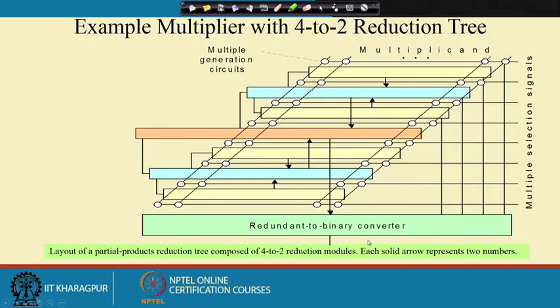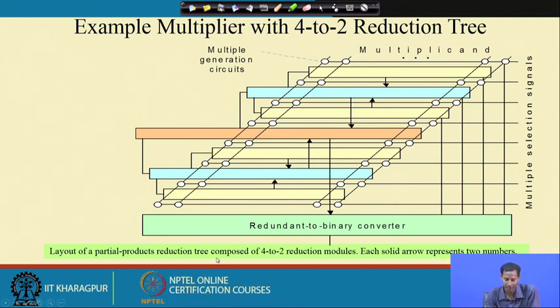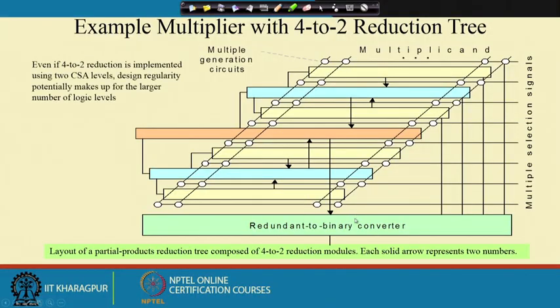Okay. So, this is the layout of the corresponding partial product reduction tree composed of these 4:2 reduction modules. Okay. So, as I said, this gives me a better, regular structure while implementing it in VLSI. Okay.